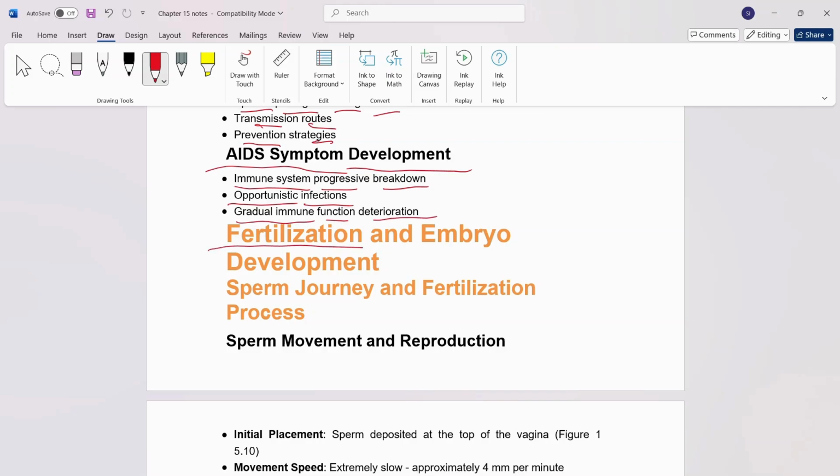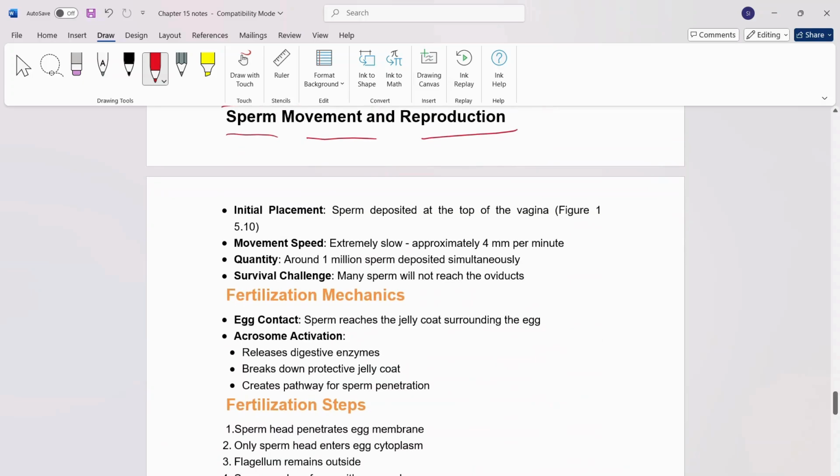Alright, now let's talk about fertilization and embryo development, the sperm journey and fertilization process. We will start with sperm movement and reproduction. So, initial placement: sperm deposited at the top of the vagina. Movement speed: extremely slow, approximately 4 mm per minute. Quantity: around 1 million sperm deposited simultaneously. Survival challenge: many sperm will not reach the oviduct.